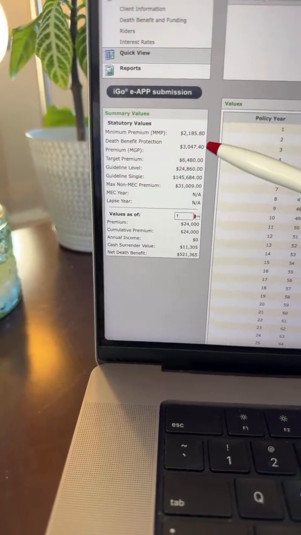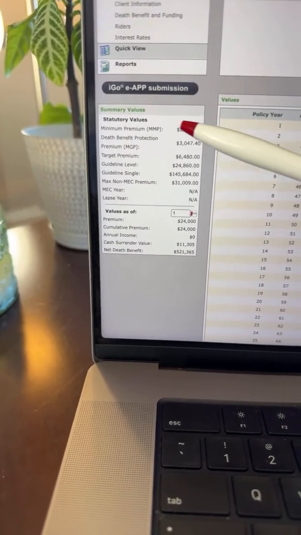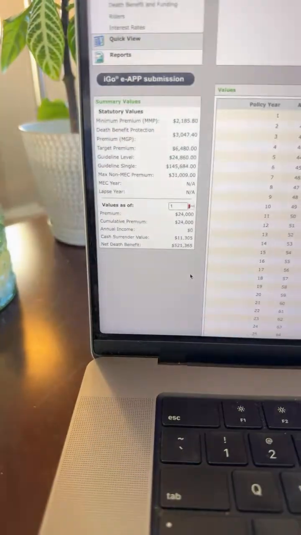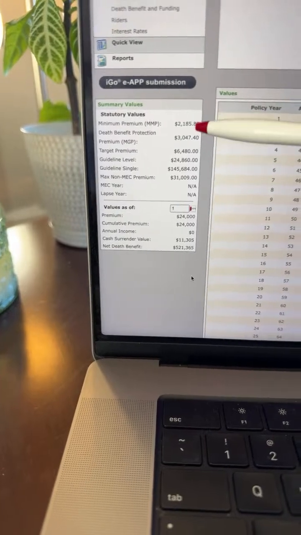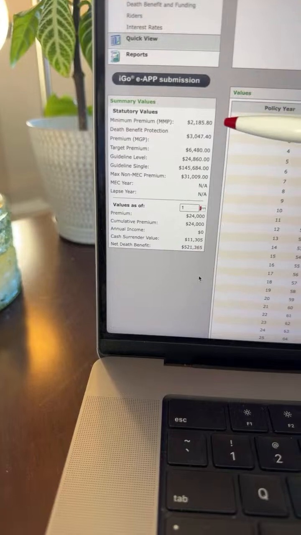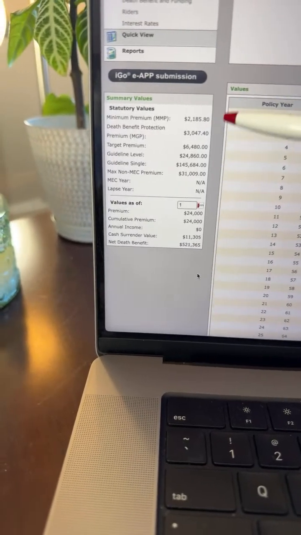So for example, minimum premium, right? That's the minimum amount of premium or cost or money that you have to put into this policy per year, annual premium, to keep it afloat so that the policy doesn't ever lapse or close out on you. So that's an important number to know.